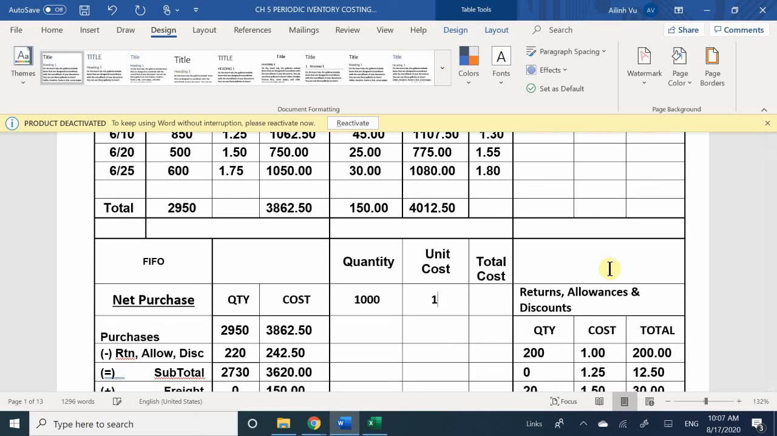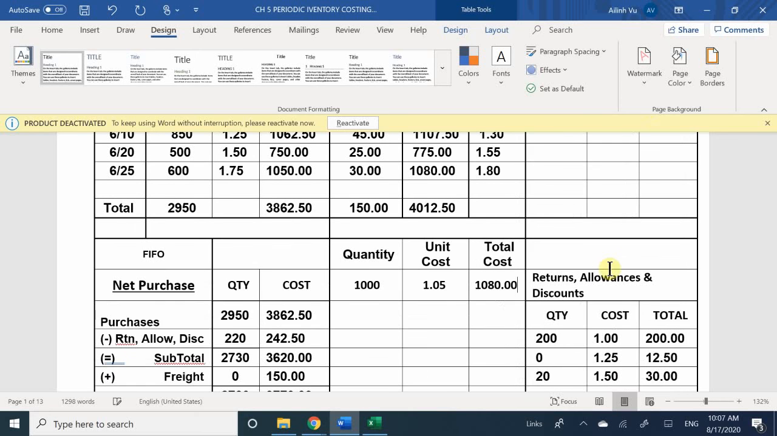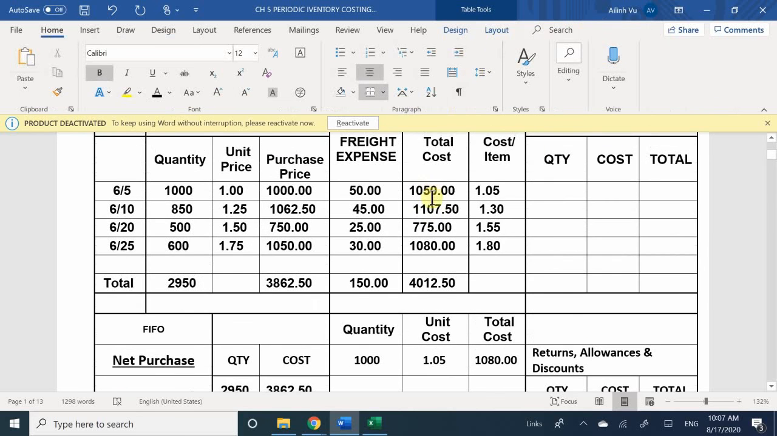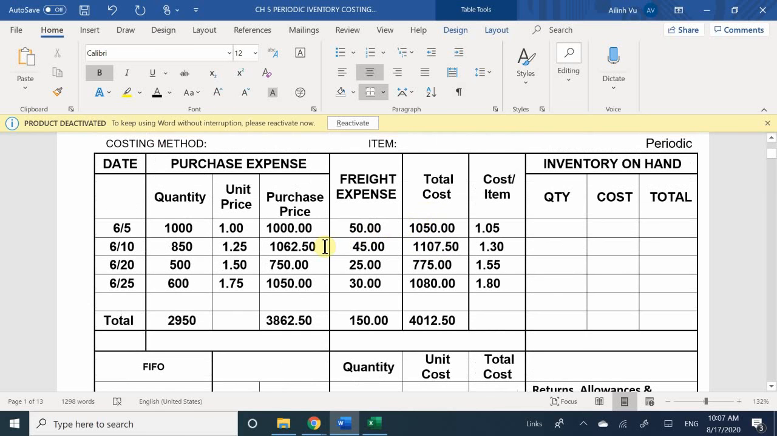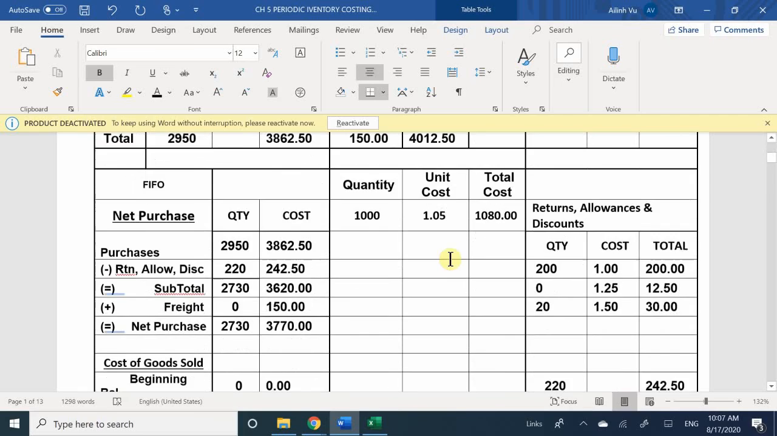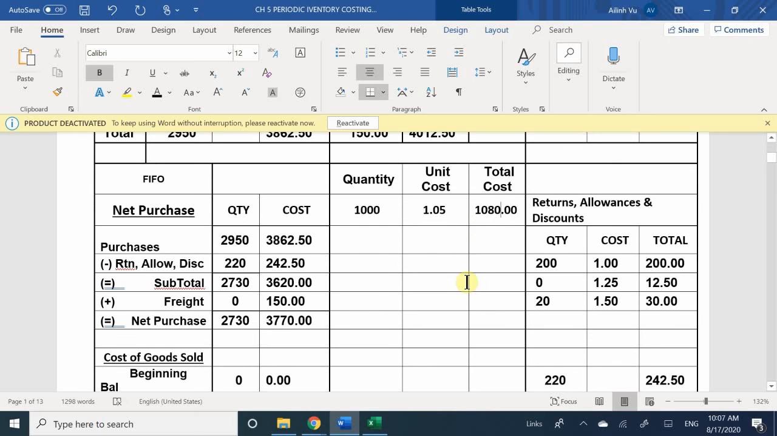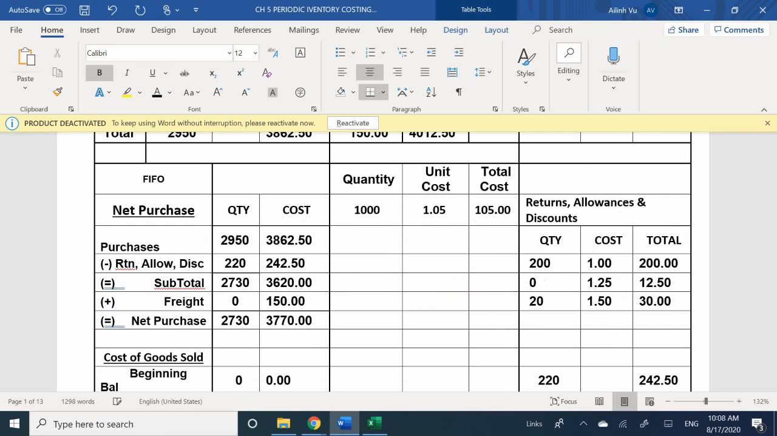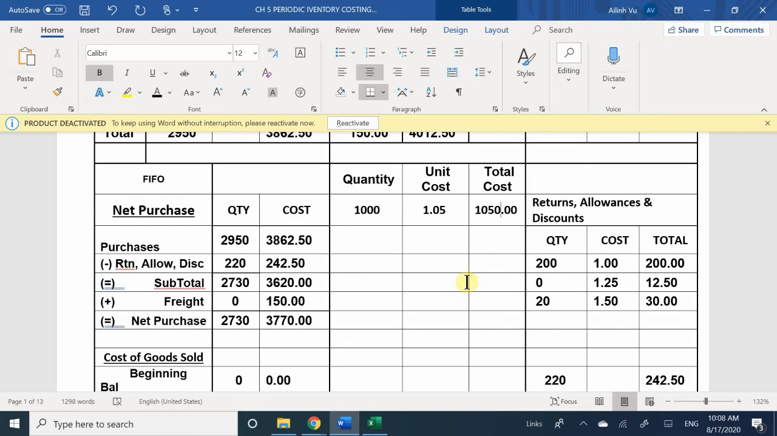For $1.05 each, which gives us 1,050. Is it 1,080 or 1,050? Okay, yeah, 1,050. Oopsies. There you go. So we know that we're going to take this whole batch of 1,050.